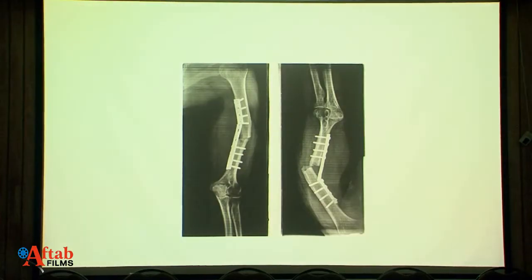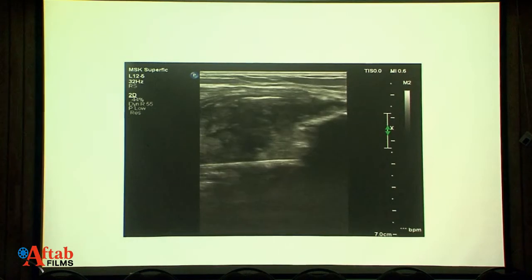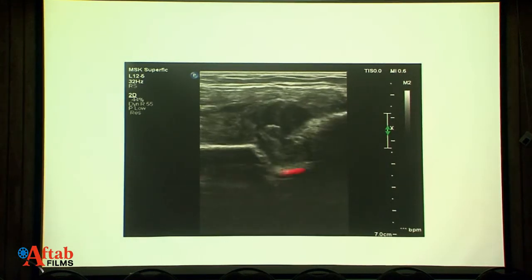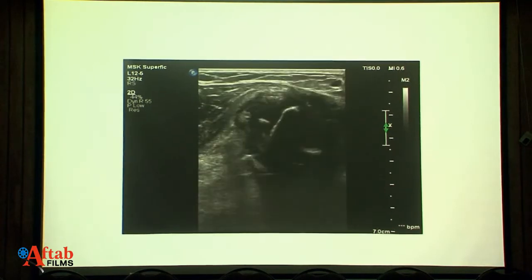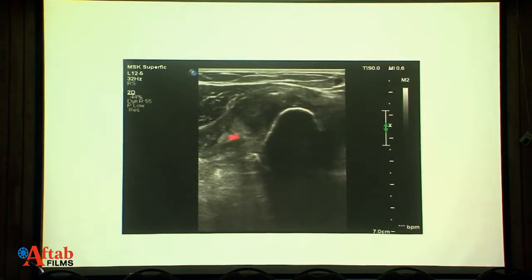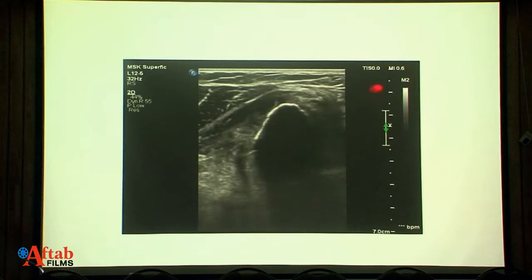And then we took the X-ray after seeing the ultrasound. We took the X-ray which is showing the fracture of the plate as well as the old fracture of the humerus. This is the fractured plate also, the nail plate, and this hematoma is compressing the nerve.